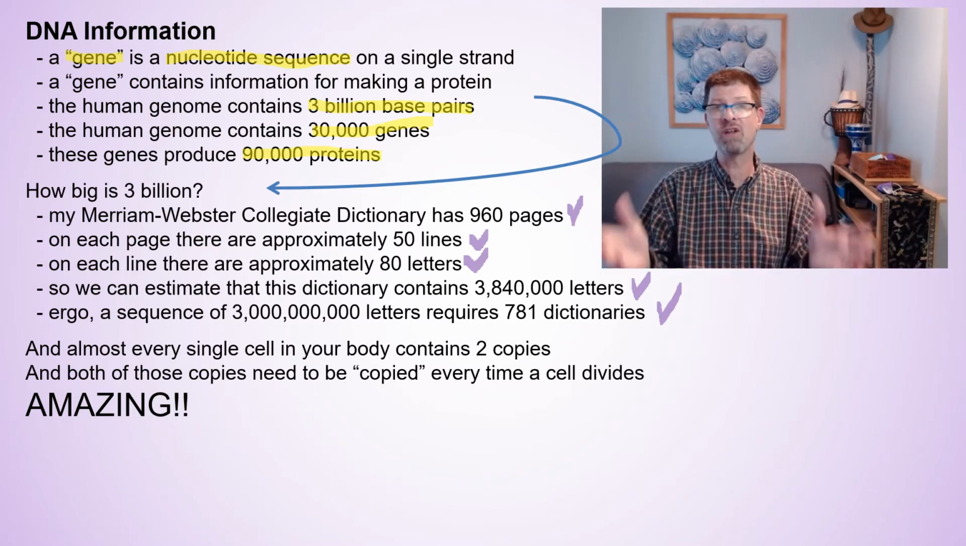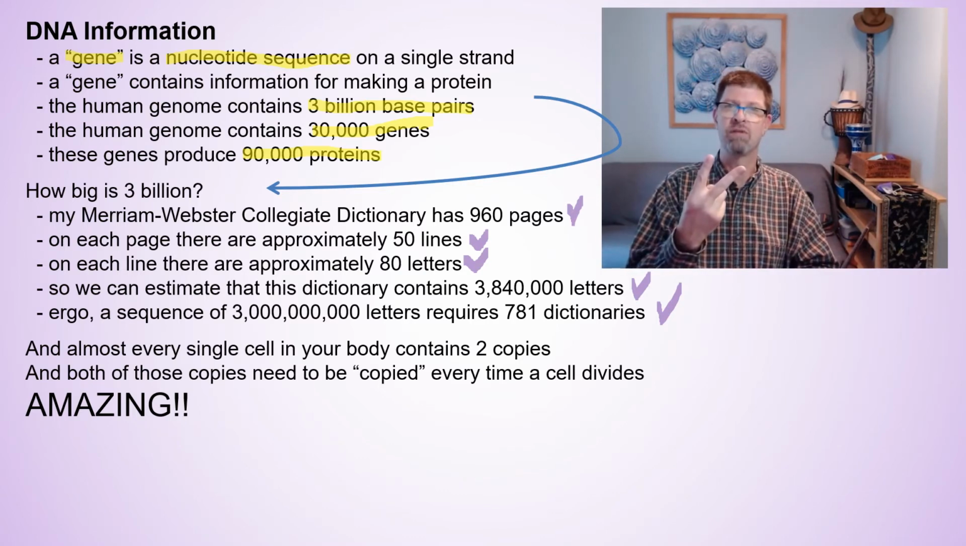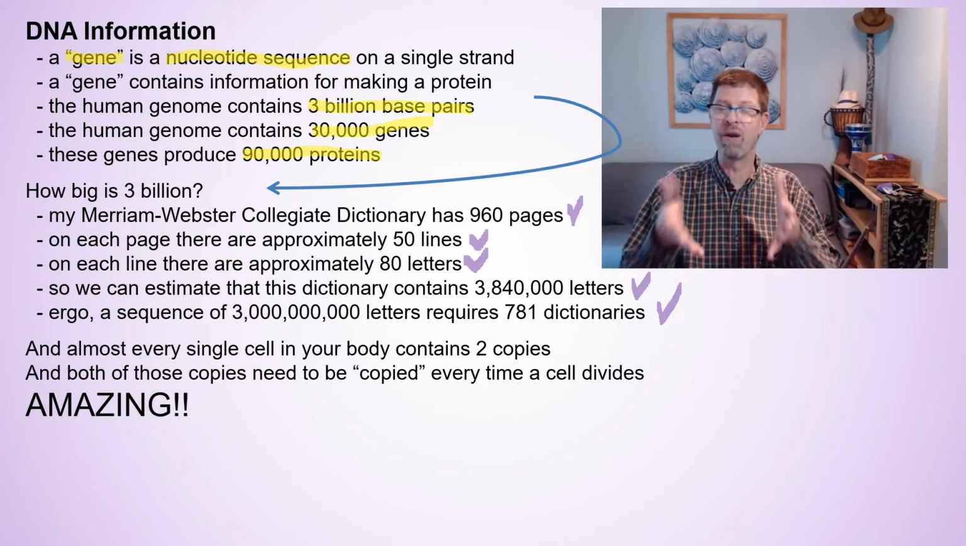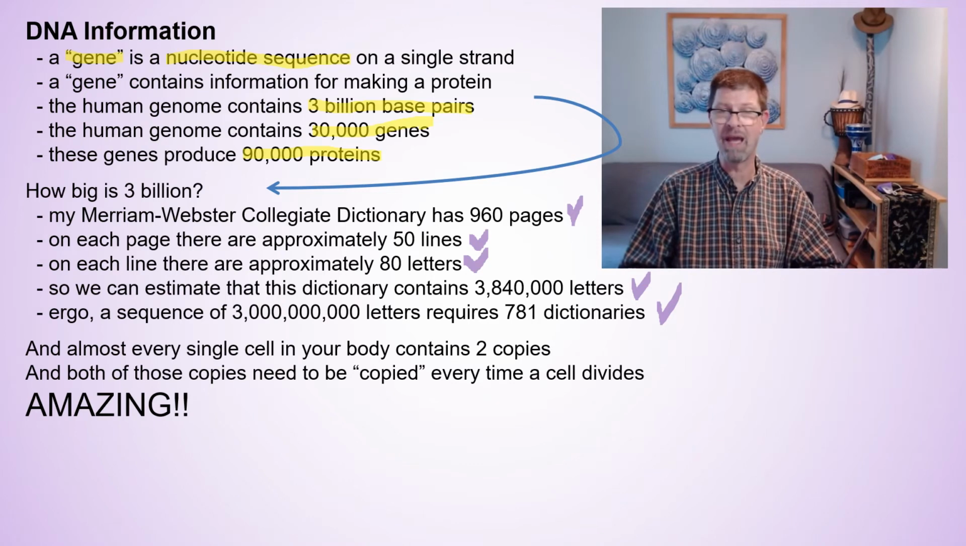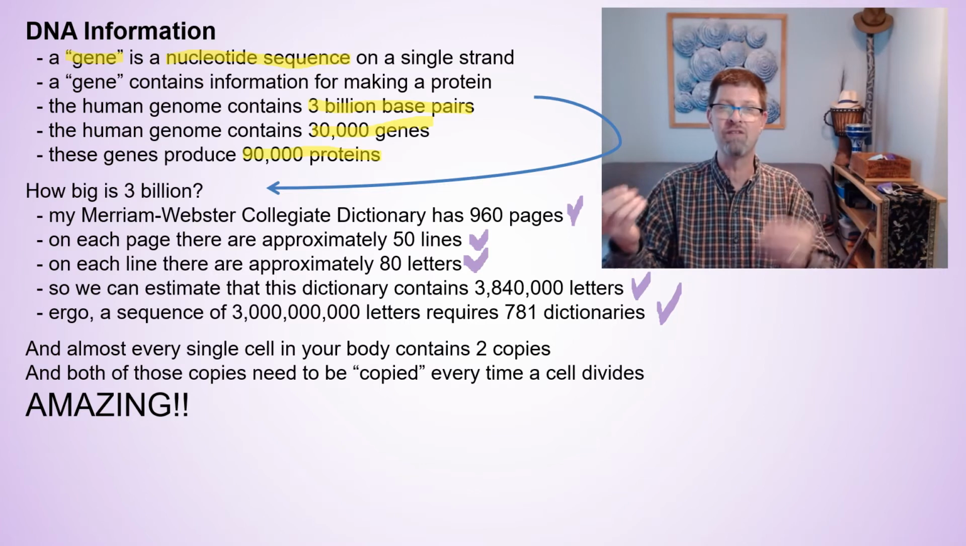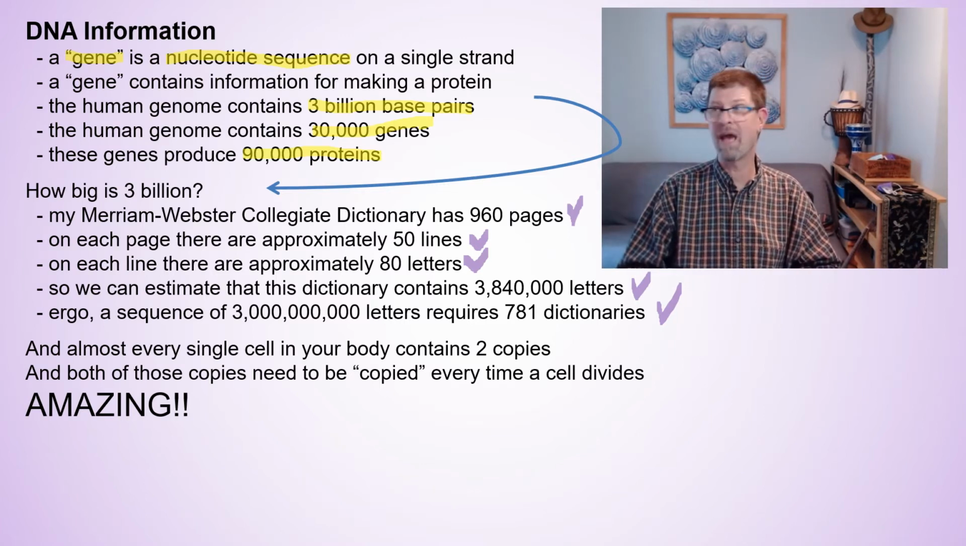And every cell in your body has 2 copies. So it's like a library right there in each cell. It's really amazing, and it has to be copied every time a cell divides, which we know in humans can happen about once every 24 hours. Woo! That's just mind-blowing. Big news.